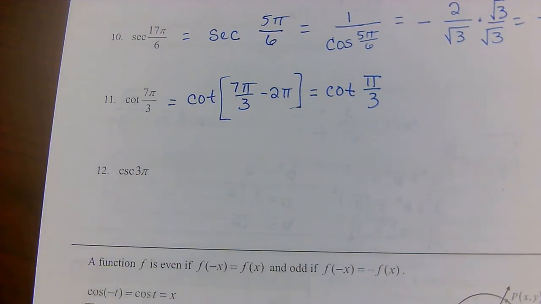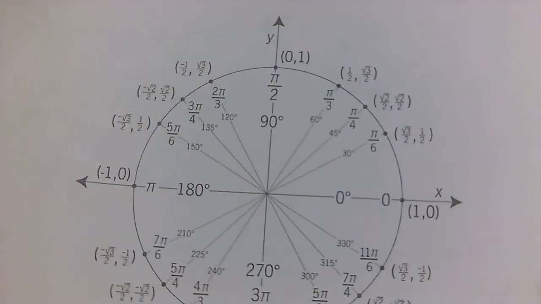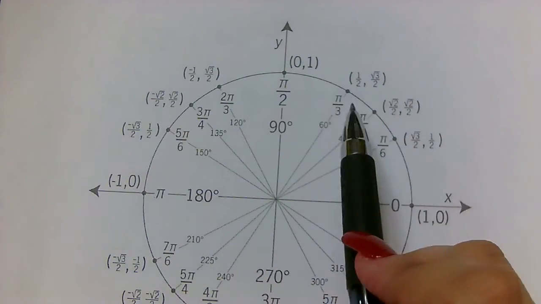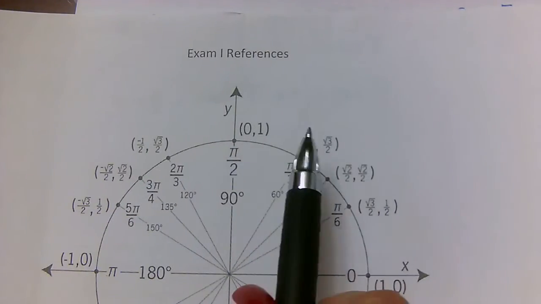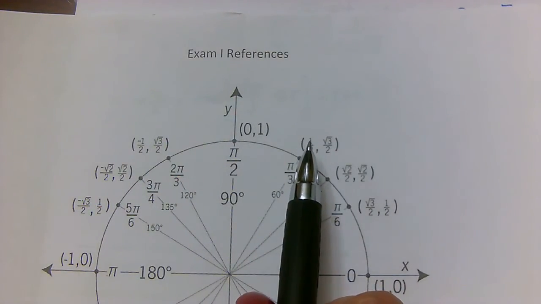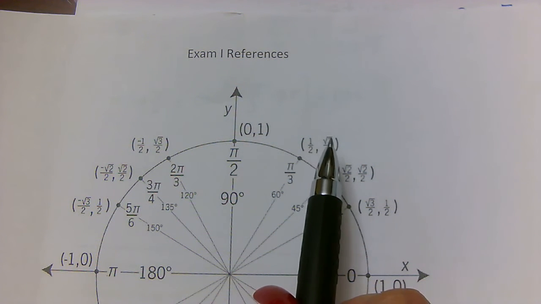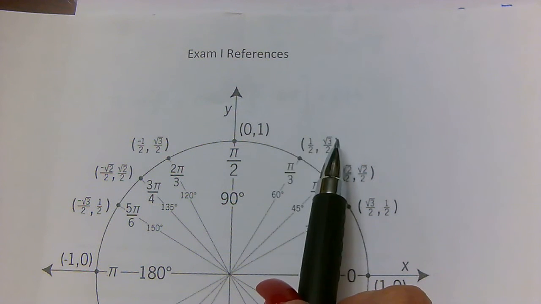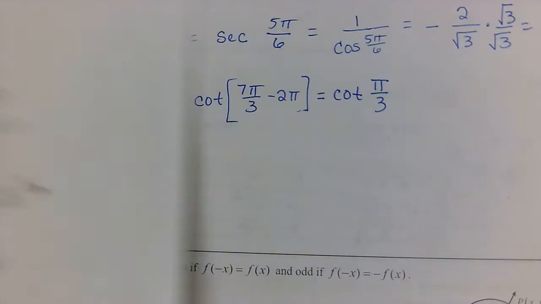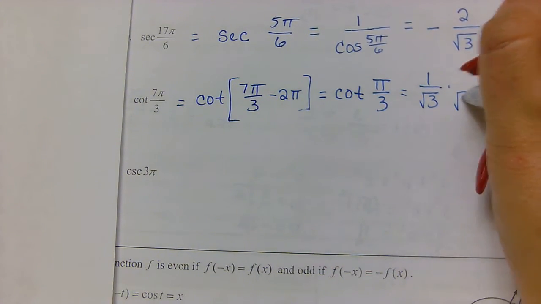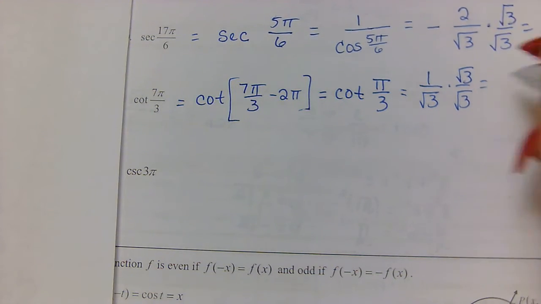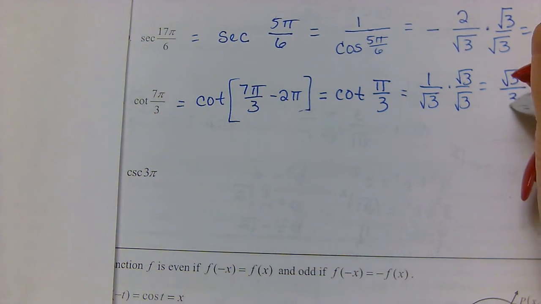So let's go ahead and go on to the unit circle. Pi over 3, cotangent is going to be our x over our y. Tangent is y over x, cotangent is x over y, so I'm going to have 1 over the square root of 3. Rationalize that denominator, you get the square root of 3 over 3.